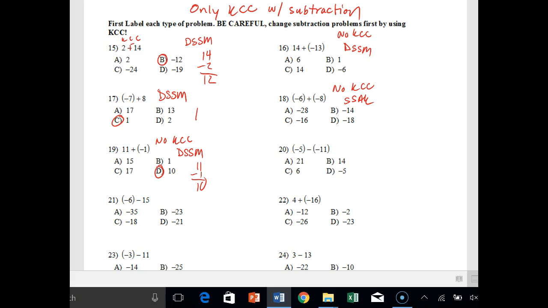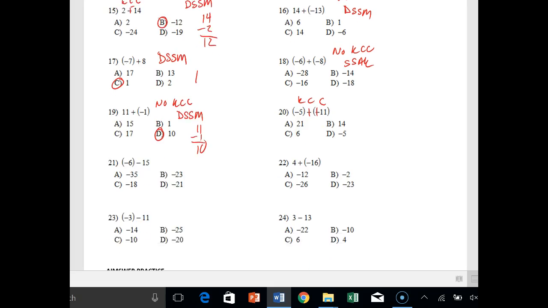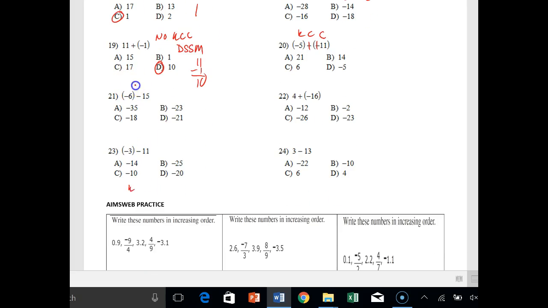On 20, do I use KCC? Yes, I got a subtraction sign, so KCC. Keep, change, change. I'll let you tell me what type that is and solve it. 21, keep, change, change, because there's a subtraction sign. Don't just change a minus sign to an addition sign. That's just KC. It's keep, change, change. So don't get in the habit of just saying, oh, I see a minus sign, so I'll just change it to a plus sign, I'm done. No, keep, change, and change.